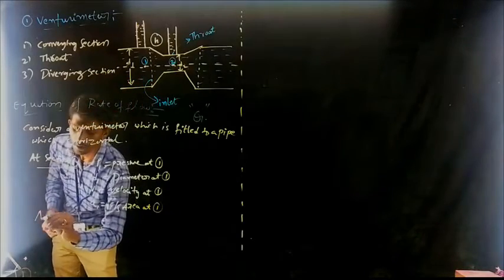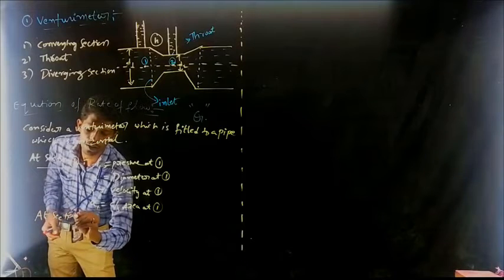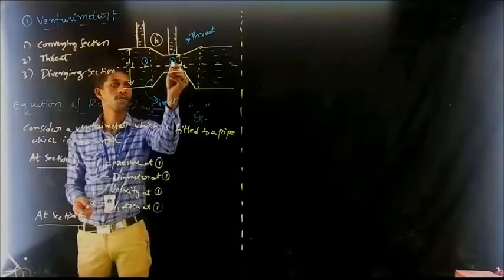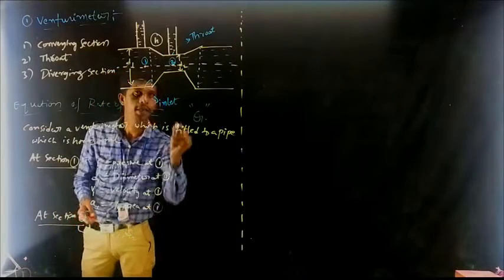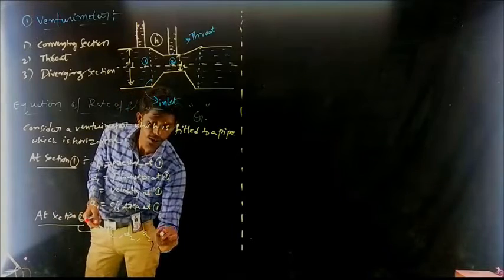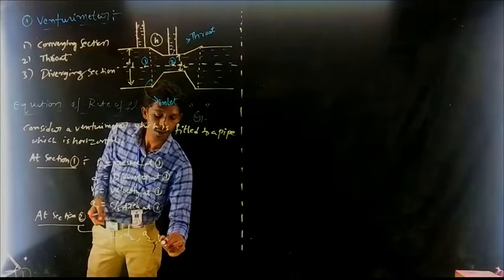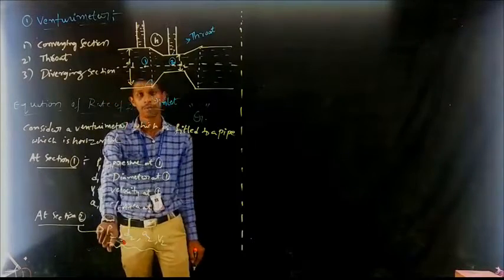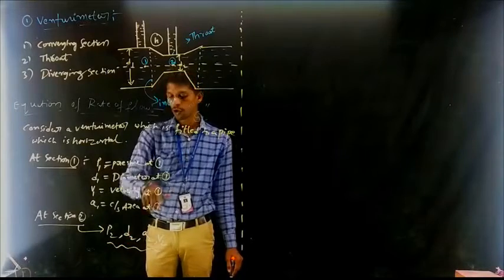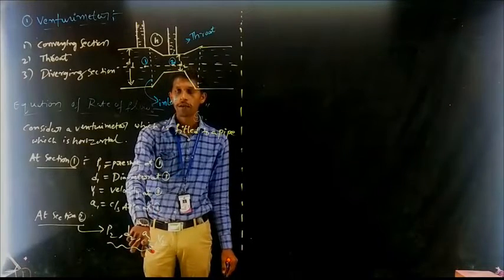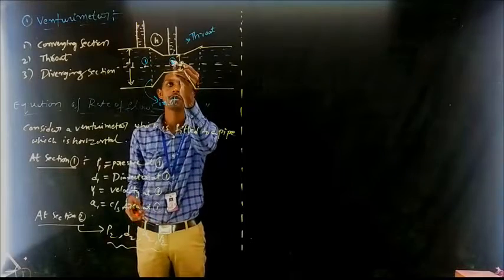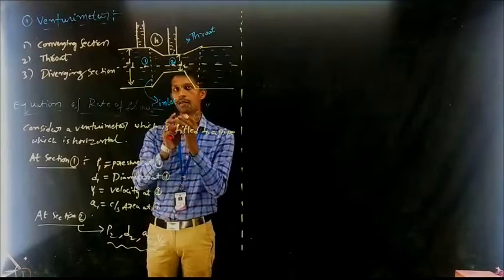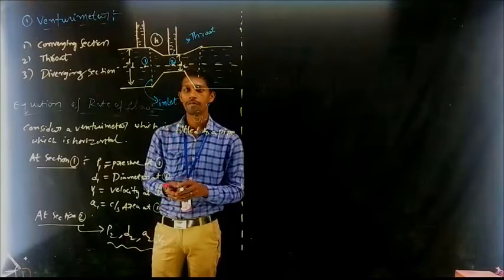Similarly, at section 2 the properties are pressure P2, diameter D2, cross sectional area A2, and velocity of flow V2. So these are the pressure at the throat, diameter of the throat, area of cross section of the throat, and velocity of flow inside the throat section. These are the properties of this particular pipeline.